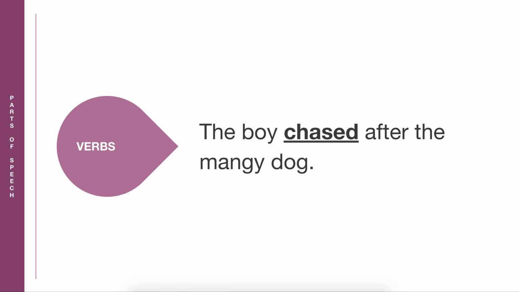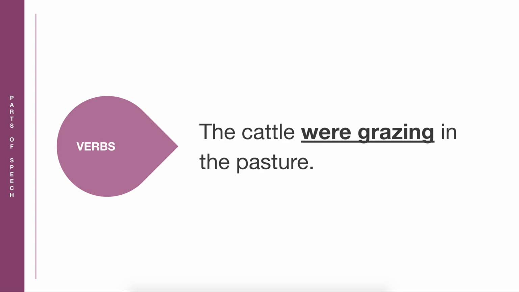Now we'll check out some verbs, though. The boy chased after the mangy dog. Chased is an action, so that is a verb. In our next sentence, we see the cattle were grazing in the pasture, and you'll notice that two words are underlined here. Both of those are working together to be the verbal phrase in our sentence. They are both verbs, and we will talk about why there are two words here in more detail in just a minute, but what you need to know for now is that grazing is an action verb and were is a helping verb. We'll address that in more detail in just a moment, though.